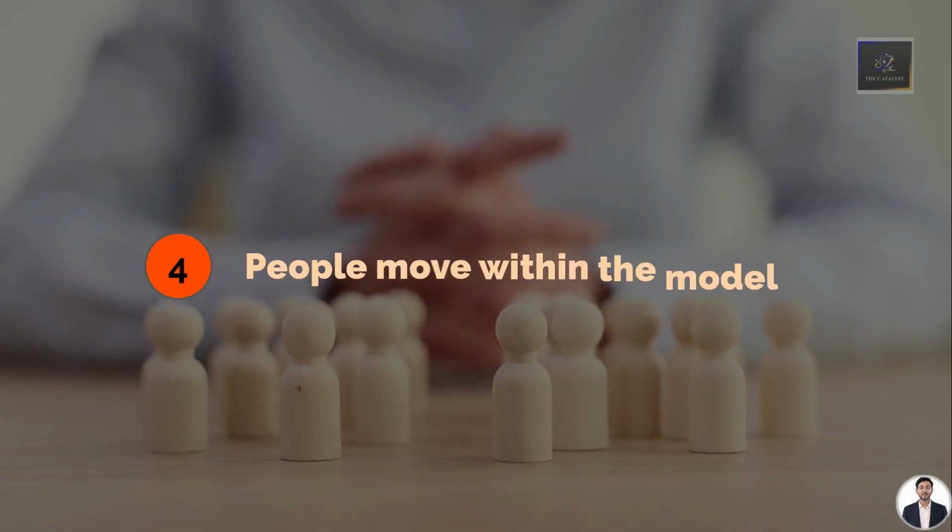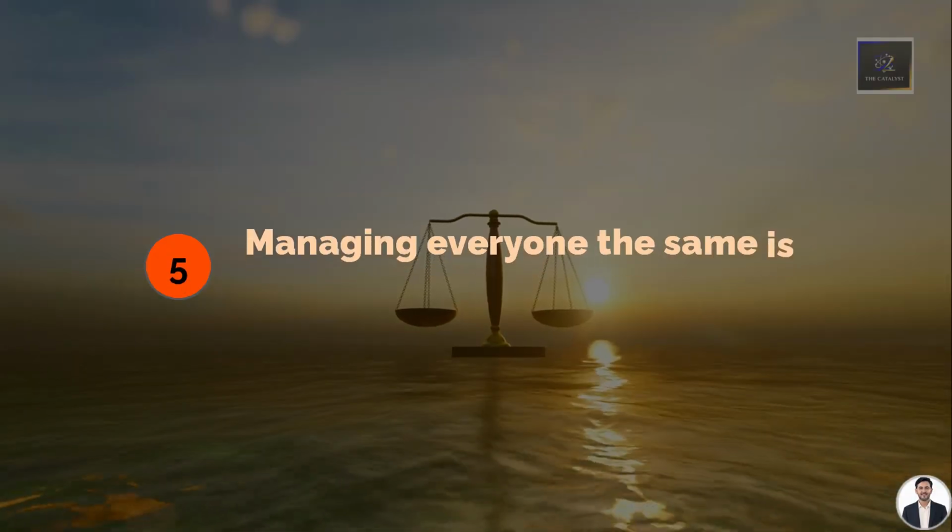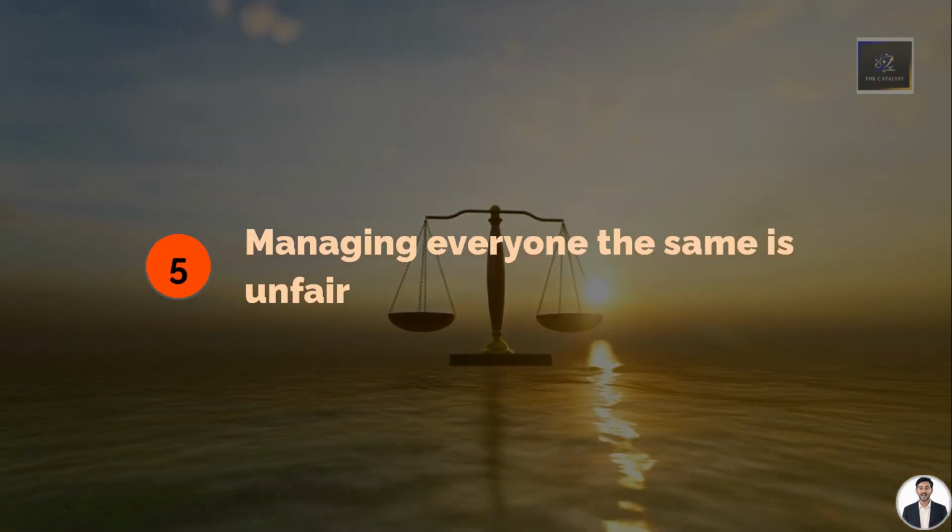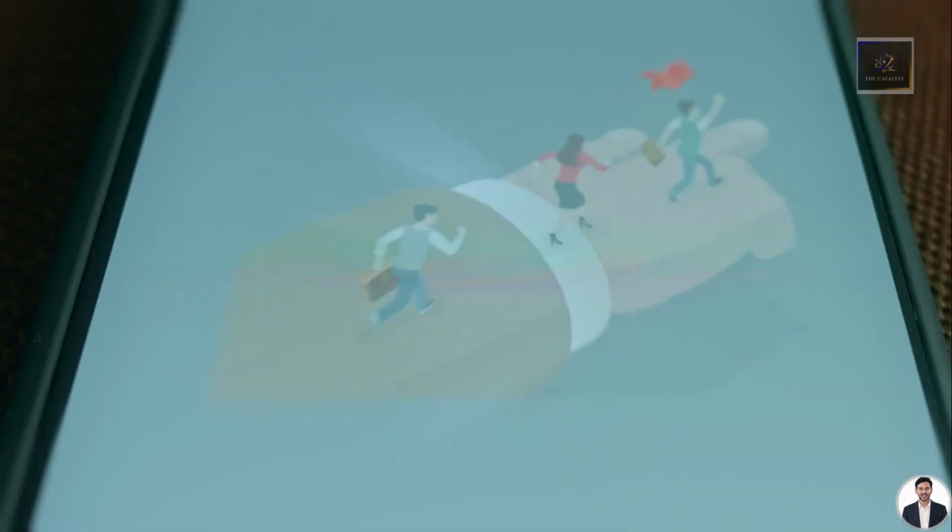4. People move. Your job is to create conditions where upward movement is genuinely possible for everyone. 5. Managing everyone the same way is not fairness. It is a shortcut. Priya, James, and Marcus each needed something completely different.